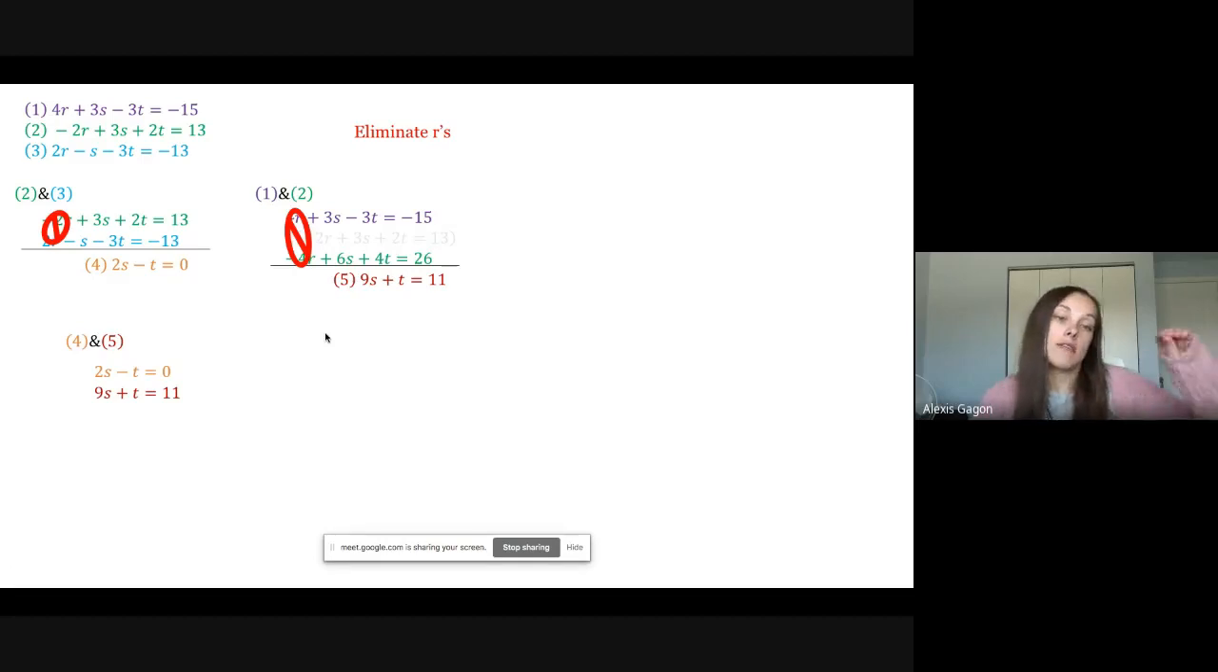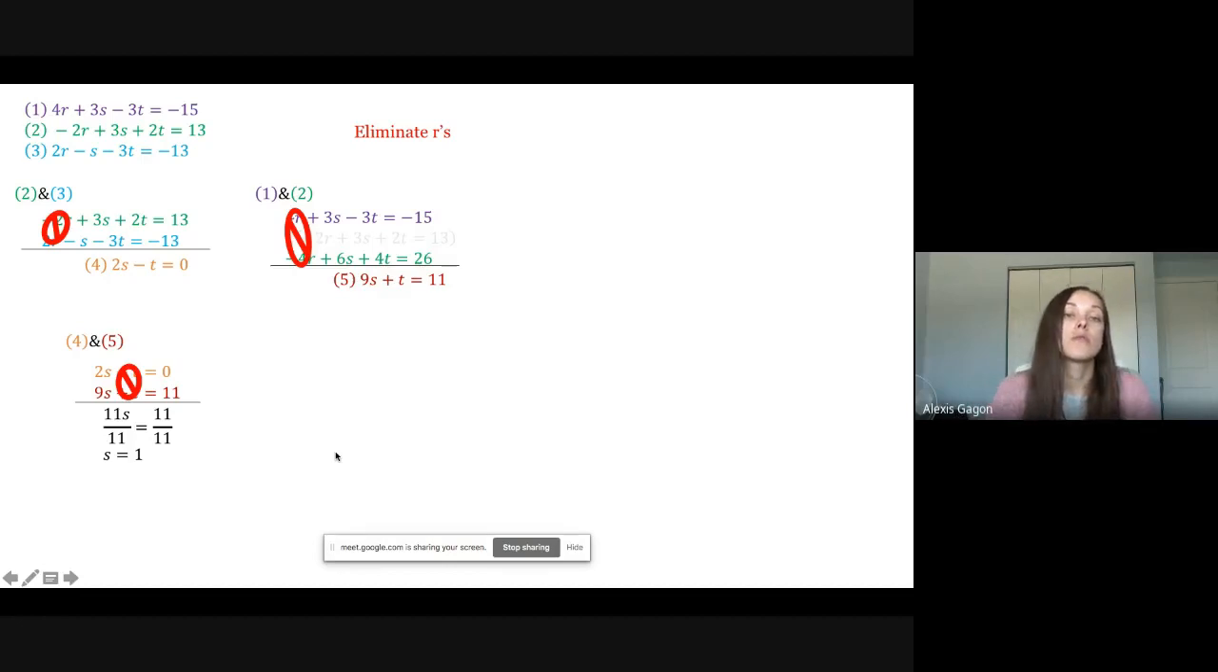So now we have 2s minus t equals 0 and 9s plus t equals 11. Well, notice this is already set up for us that if we add these together, those t's are going to cancel. That doesn't always happen, but it happened in this case. So those t's cancel. And I'm left with 2s plus 9s is 11s. 0 plus 11 is 11. Then just solve this for s. So I divide by 11, and you get s equals 1.